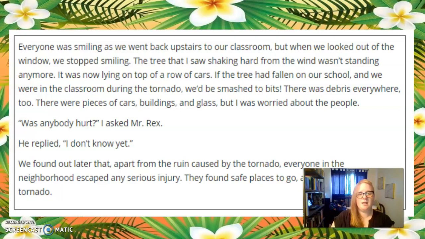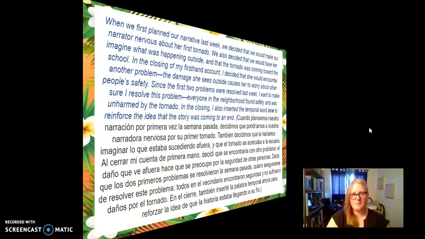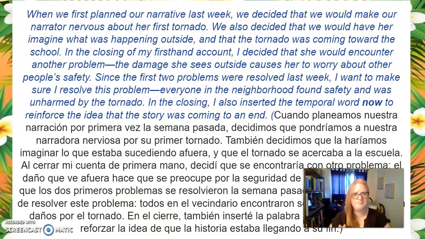And that's it. And you can see that there are some temporal phrases here, found out later, things like that. I was worried. And we're going to be talking more about making sure that the verbs and everything are in a proper past tense. But we will get to that.